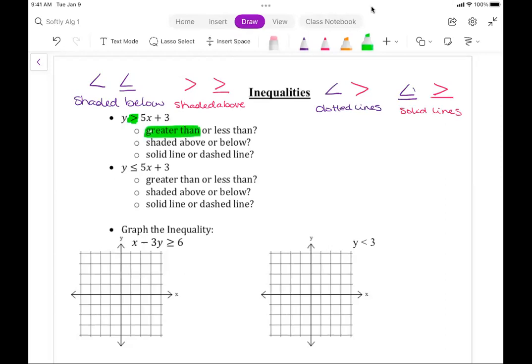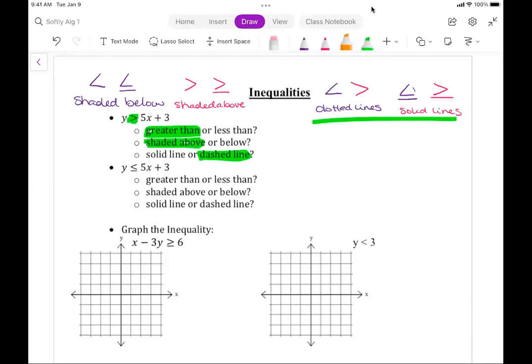Would it be shaded above or below? So if I'm greater than something, would I be above it or below it? I would definitely be above it. So that would be shaded above. And then it says, would it be a solid line or a dashed line? If I look at these symbols over here, I don't have an equal to line underneath it, so it's going to definitely be a dashed line or a dotted line.